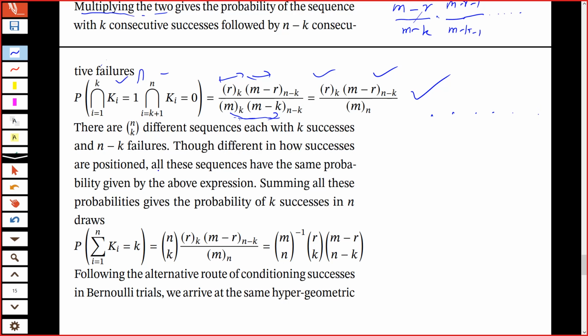अब मुझे बताओ इस तरह के कितने सीक्वेंसेस हैं? इस तरह के इतने सीक्वेंसेस हैं, because these k successes can be placed in the n slots. Basically you have n slots, 1 up to n, और इनमें आपने कितने सक्सेसेस फिट करने हैं?